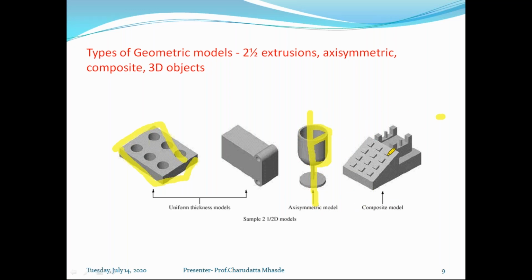And this is a composite model. What does that mean? Here you can see you can divide this particular part into two things: one is like this part and this is another part. So this is called a 3D object or composite model. And these are the 2.5 dimensional models where the cross section is uniform.